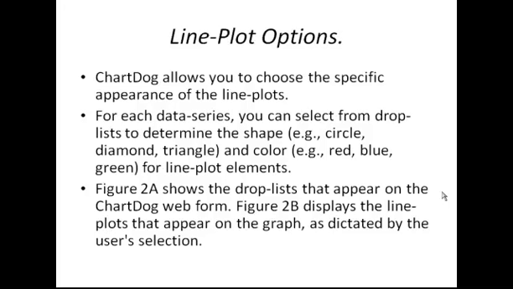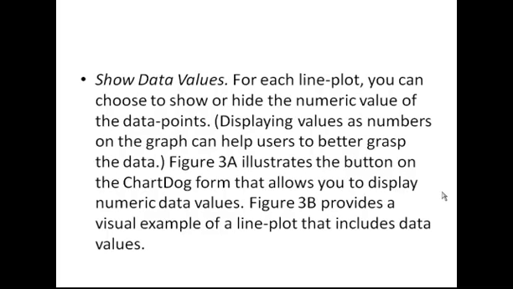So then we're going to look at line plot options. As you saw in the chart, you can choose circles, diamonds, triangles. I believe you can also choose squares, red, yellow, blue, green. There's a lot of different colors that you can choose. Just be sure and look at those drop-down lists, see if there's something that you would like to use more. Okay, then we're going to show the data values.